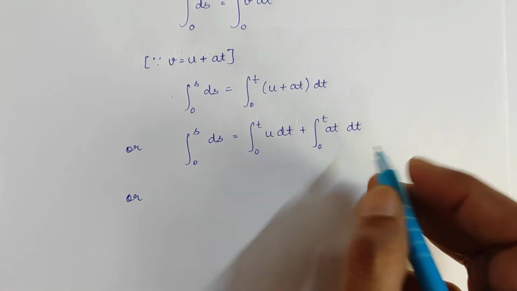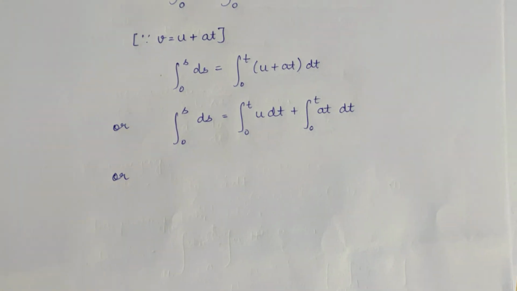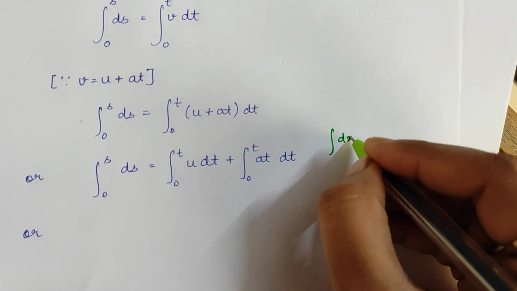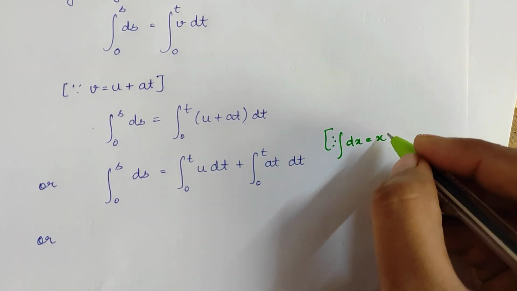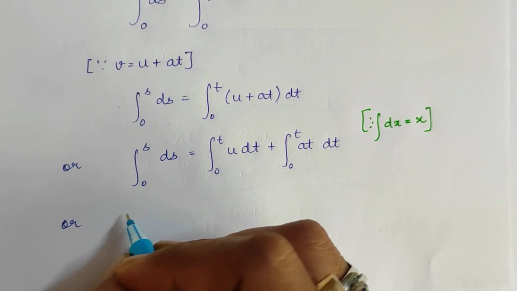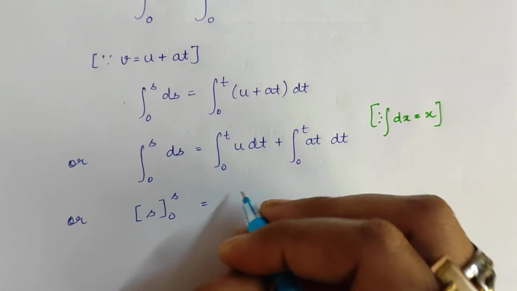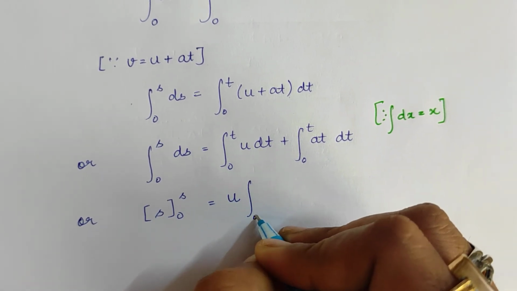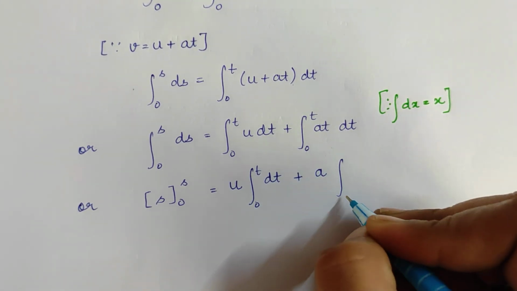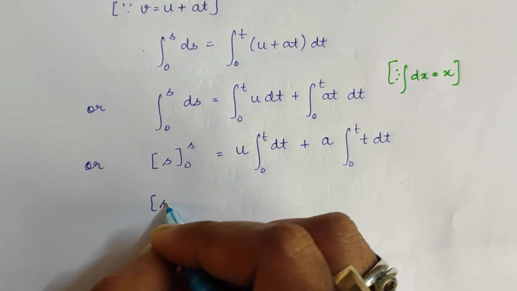Now we will solve this. Okay, so what we will get here in this case, I have told you that integration of dx is equal to x. Therefore here the integration of ds will be s, the limit 0 to s. Here u is constant, so we will take it out and we will write it like this. Here also a is constant, we will take it out and write it like this.